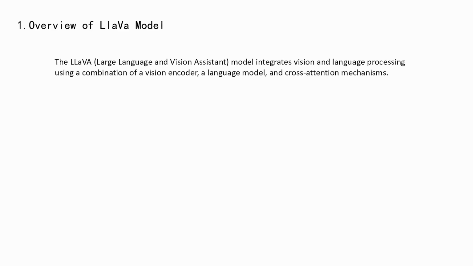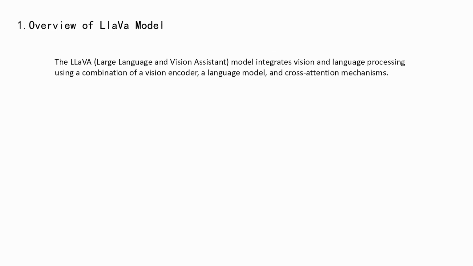This section explains the LLaVA model and code implementation. Let's first look at the LLaVA model overview. The LLaVA, Large Language and Vision Assistant model, integrates vision and language processing using a combination of a vision encoder, a language model, and cross-attention mechanisms.